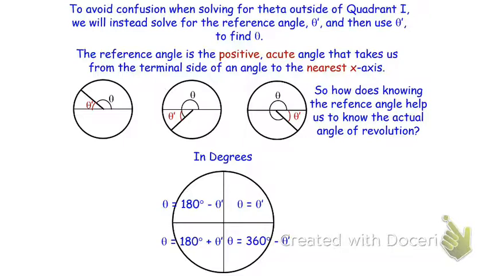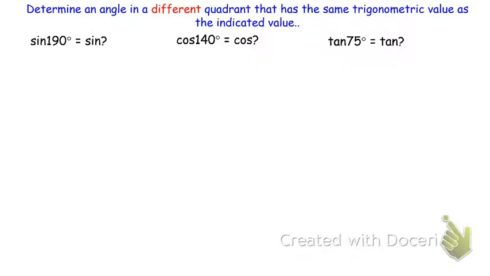All right, so let's look at a couple examples of how we'll do this. Here I've got three problems, a sine, a cosine, and a tangent. We're going to find an angle in a different quadrant that has the same sine, cosine, or tangent value as the given value. So let's look at problem number 1 here. The sine of 190 degrees. 190 degrees is a little bit more than 180, meaning we're in quadrant 3. We're down on where sine is negative.